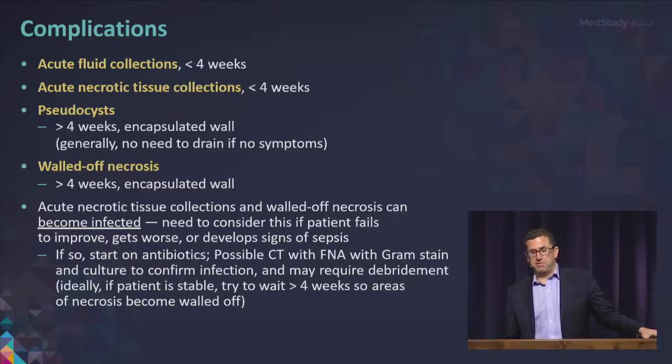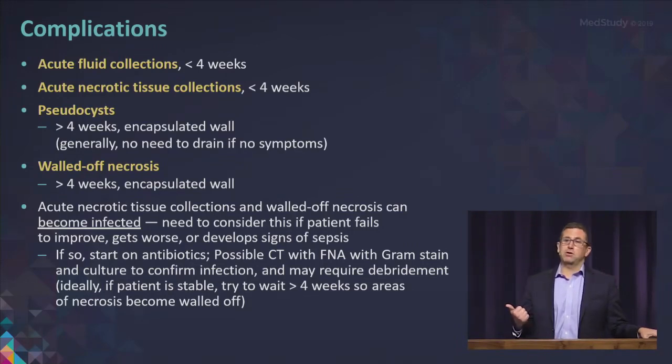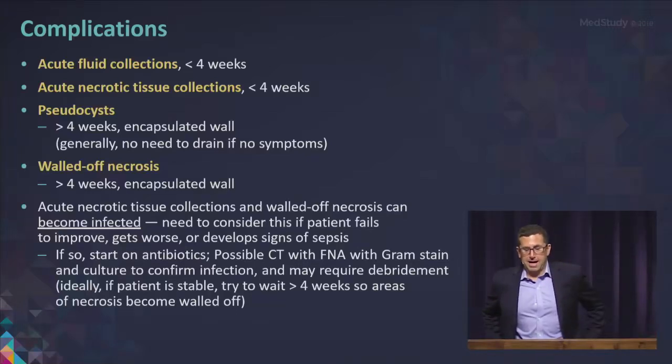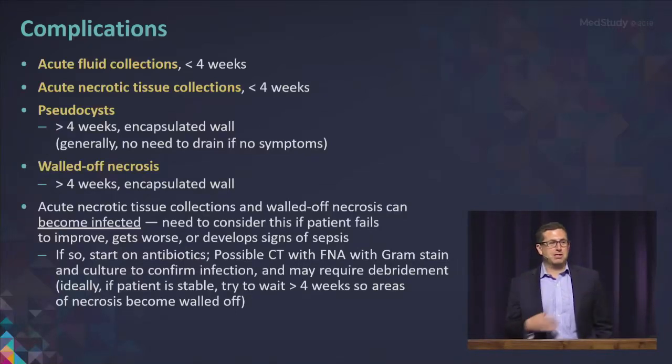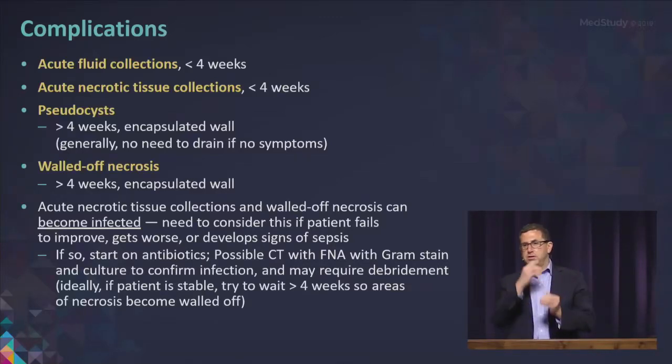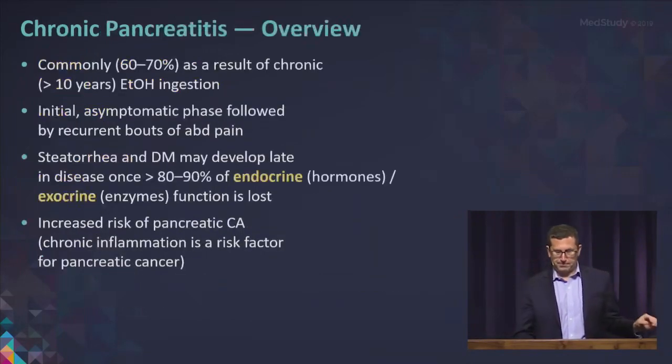You need to consider infection, however, if the patient fails to improve, gets worse, or develops signs of sepsis. If this is the case, you're going to want to start the patient on antibiotics, and you may want to consider getting a CT with an FNA and a gram stain and culture to confirm the infection, and these patients may require debridement. One key point is that if they require debridement, a lot of times you want to wait generally till after 4 weeks if you can, because you want these collections to become more walled off and discrete because it's easier for the surgeon to deal with.